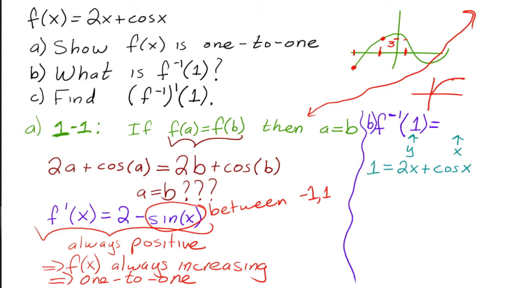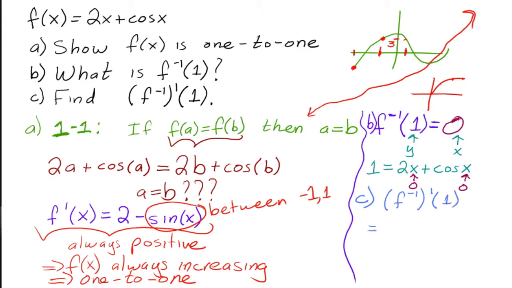So what you do is you just kind of guess. I would recommend starting with 0, seeing if that works, then 1, and maybe -1, and that kind of stuff until you get the one that works. In this case, 0 actually works, right? Because cosine of 0 is 1 and 2 times 0 is 0, so 0 is the correct value for the inverse of f.